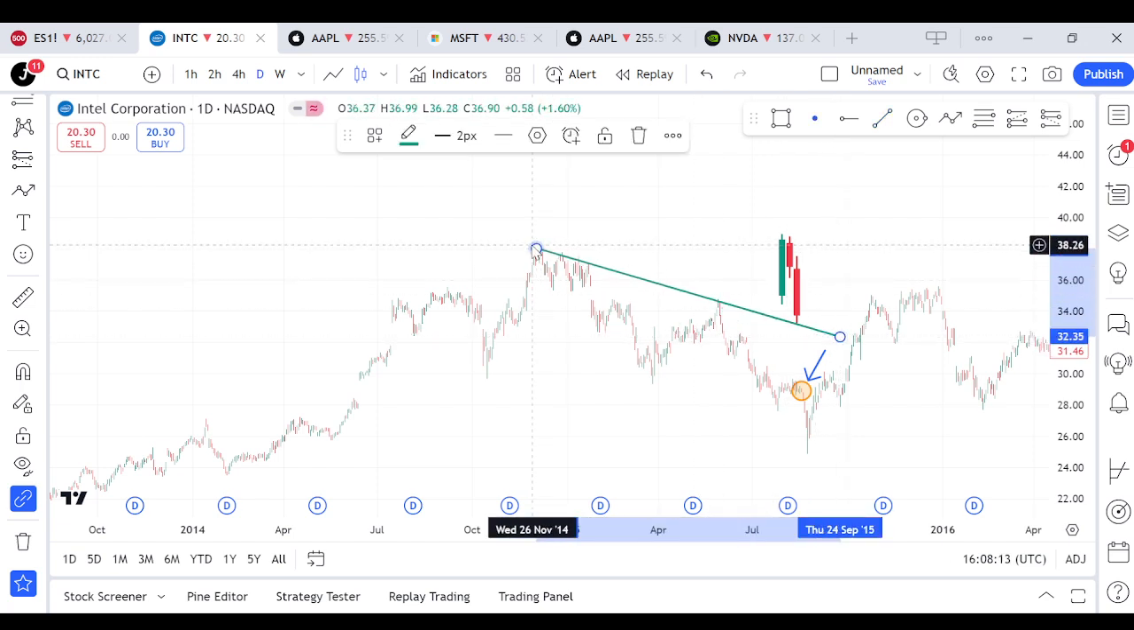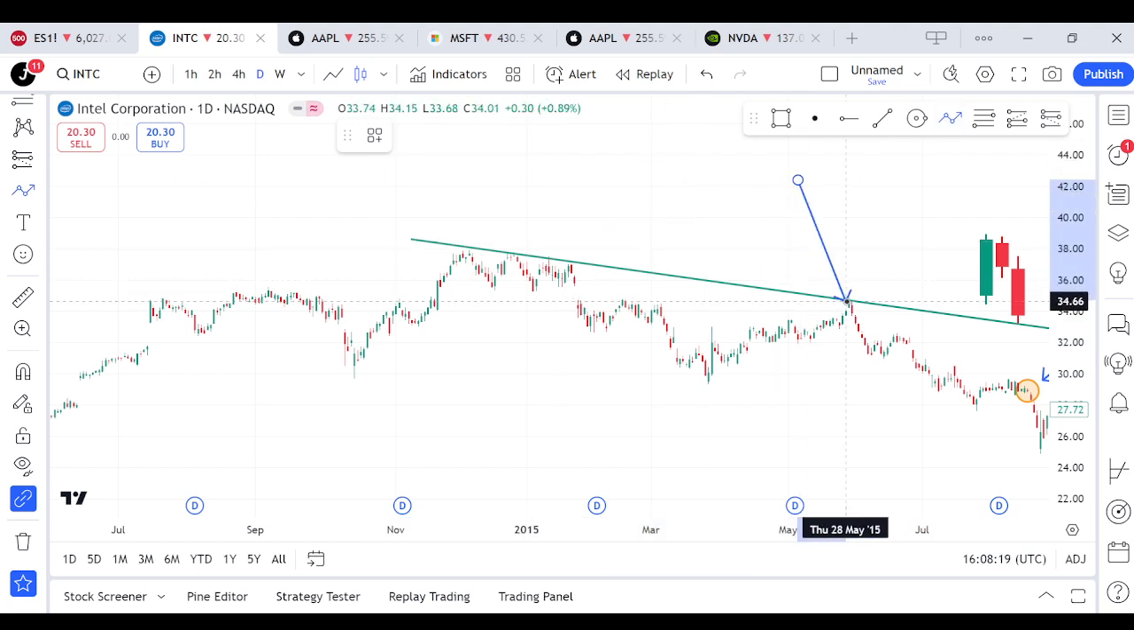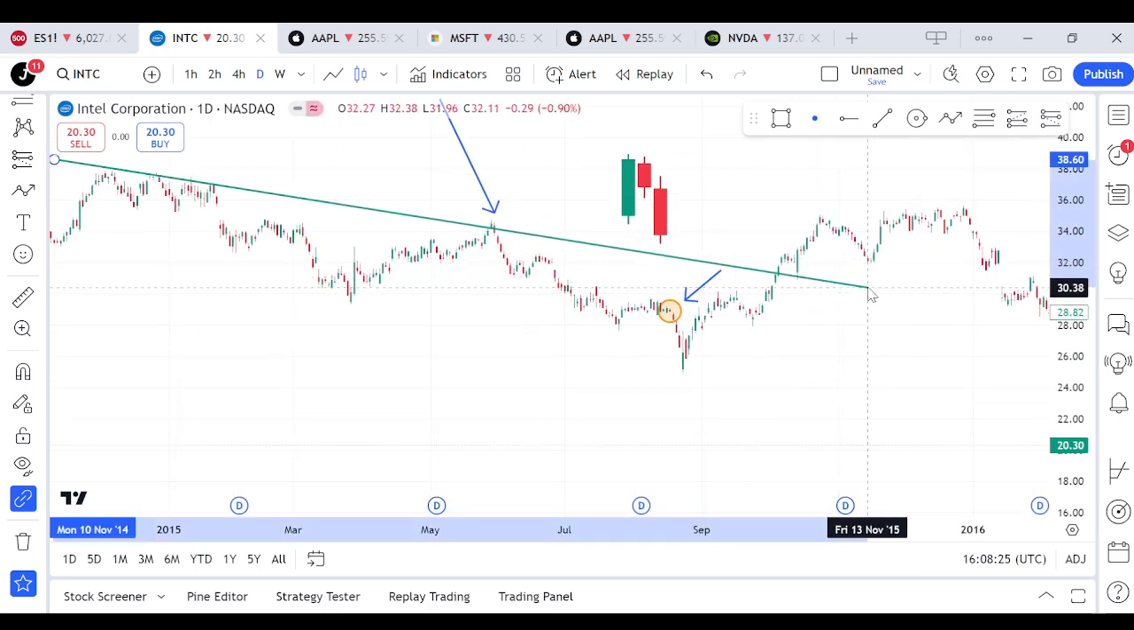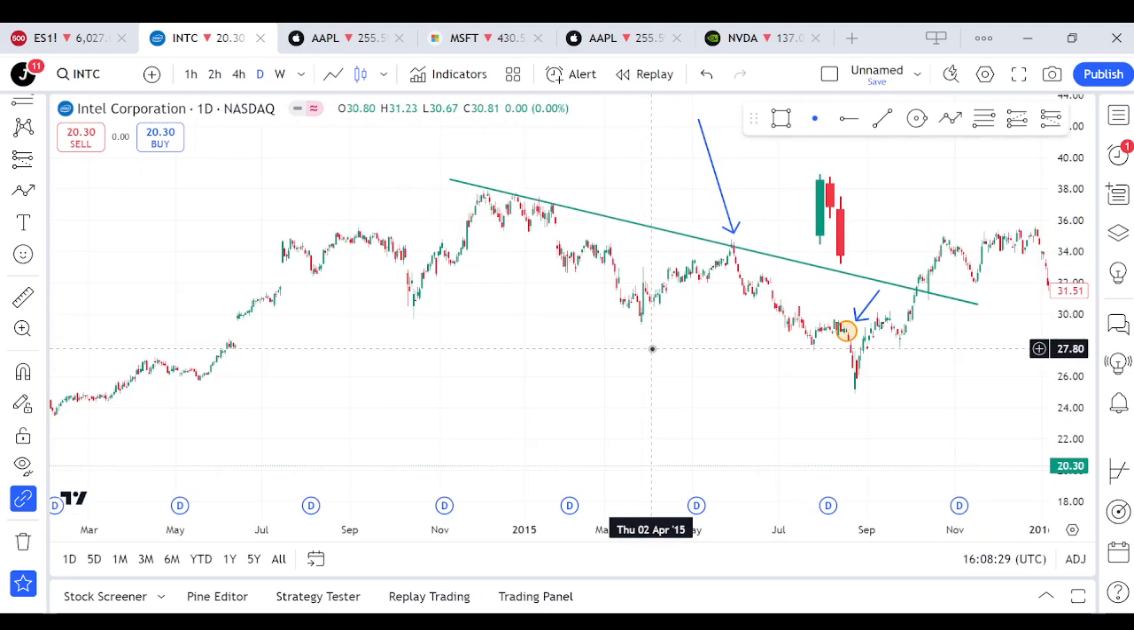Actually, it's not just two touches. We have multiple touches right here, multiple touches here, then the next touch here. So we should be expecting this trend line to hold. But why we're expecting that to hold, we have this.